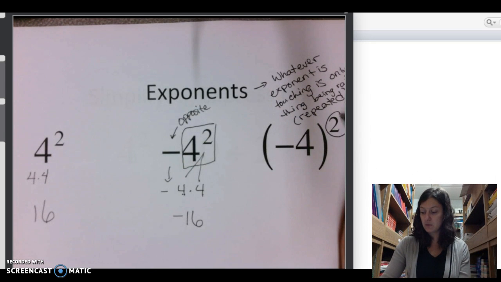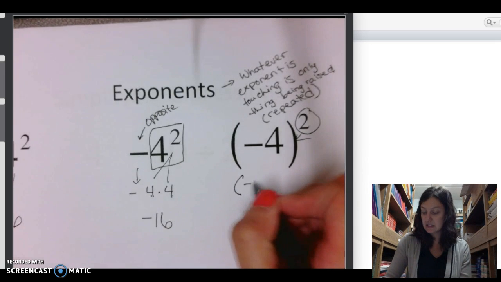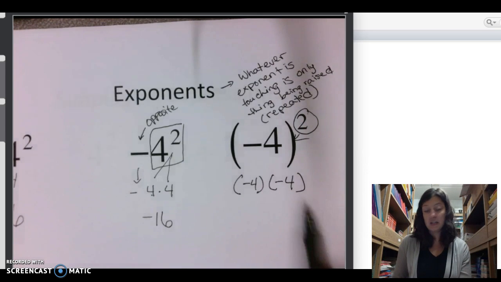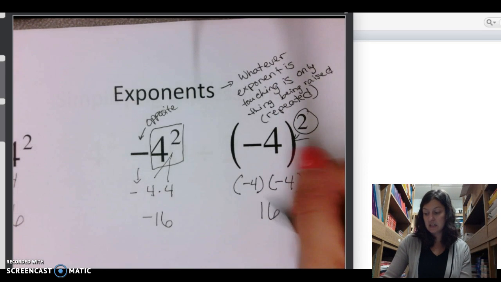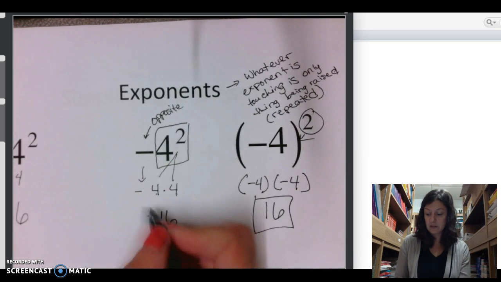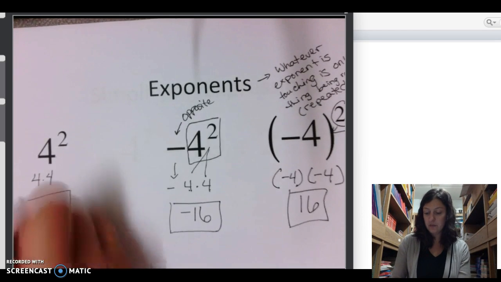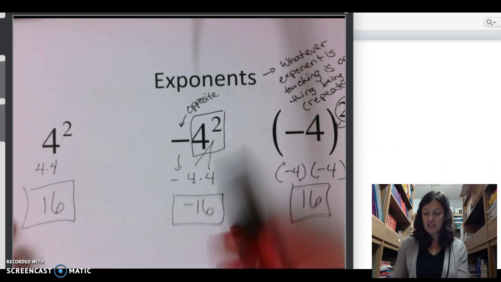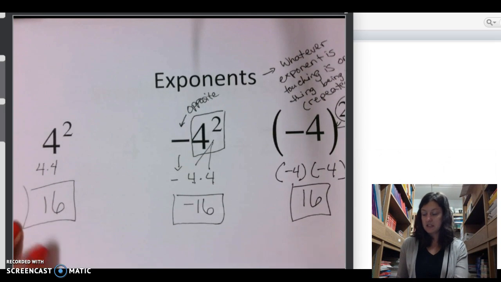This squared symbol is touching the parentheses. So the parentheses are the thing that gets repeated, if you will. Now it's negative 4 times negative 4, which is 16, positive 16. So 3 different little pieces here. These 2 are the same. It's all about writing that repeat multiplication. That makes it a lot easier.